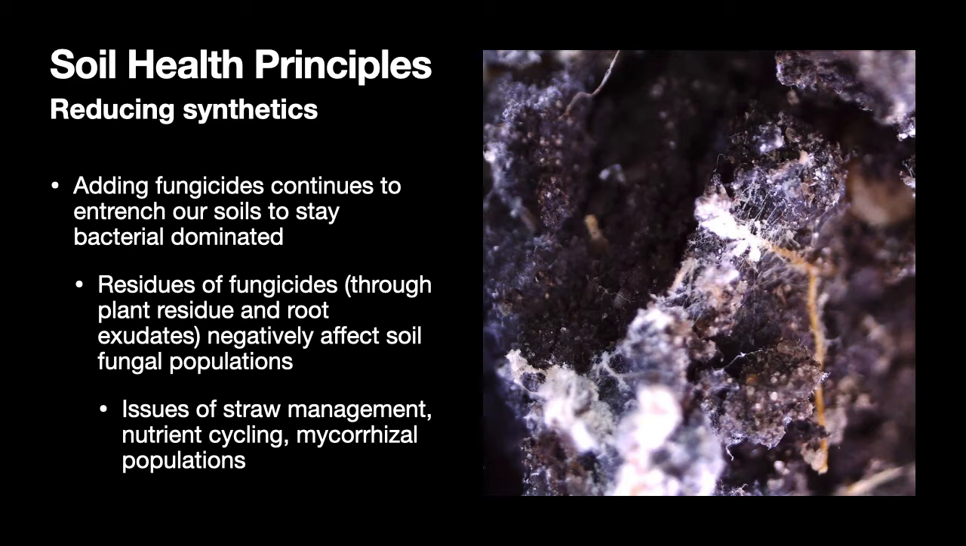If there is fungicide in that straw, when it hits the soil, we need fungi to come in there and break it down, because you're dealing with a lot of lignins, a lot of complex carbon chains, and that's where the fungi shine. If there's a fungicide in it, the fungicide won't allow the fungi to get in there to break it down. So now we have a straw management issue. When we don't have this breakdown of the straw, now we're dealing with nutrient cycling.